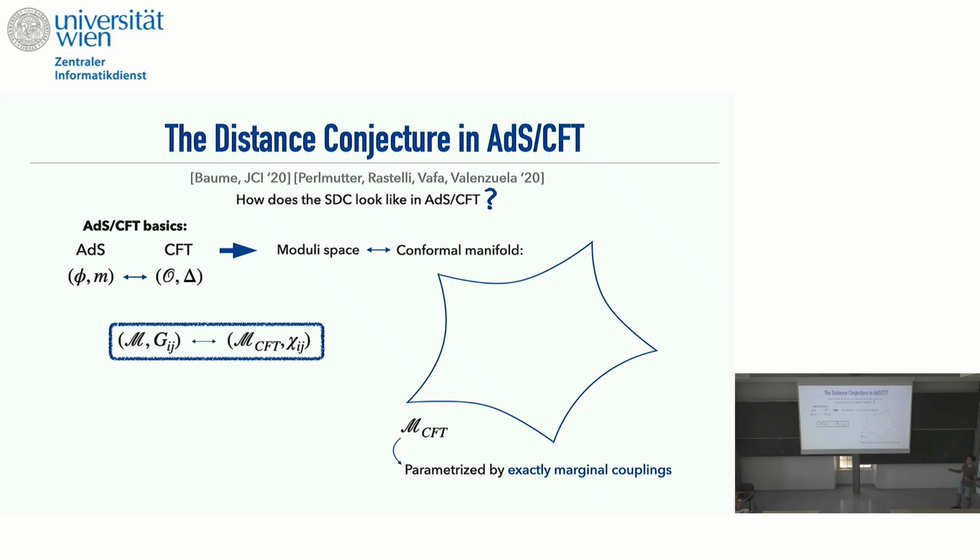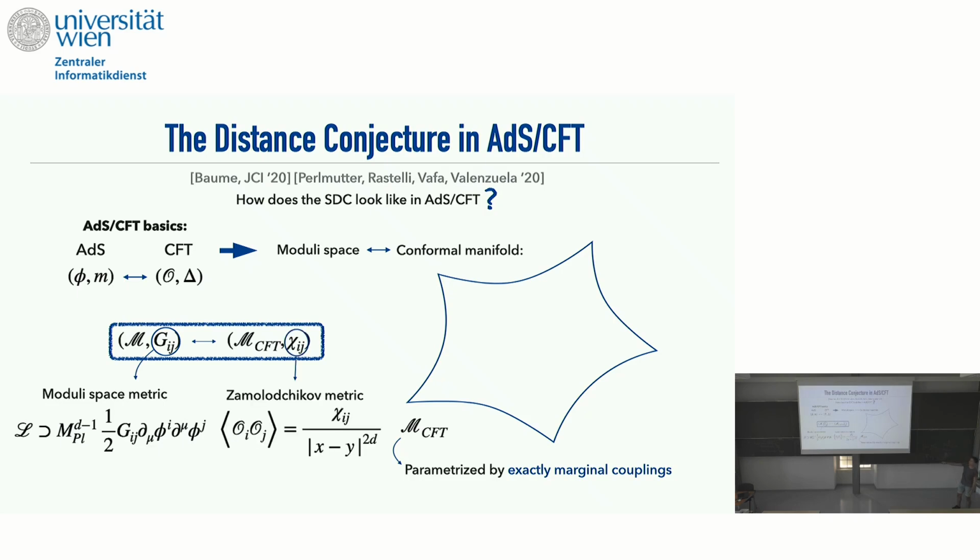In fact, you can be more precise, and you can see that also the moduli space metric that you can read off from the kinetic term of the scalar gets mapped to the natural metric on this conformal manifold, which is the Zamolodchikov metric that you obtain by taking two-point functions of these marginal operators that are dual to the scalars. So you have a very well-defined setup, you understand what you're doing.